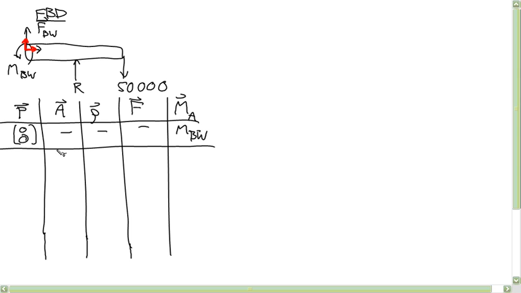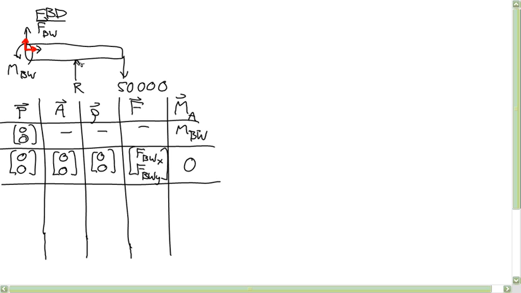And then FBW, that also is acting at 0, 0. About point 0, 0. So rho is 0, 0. The force is FBWX, FBWY, and the moment is 0.